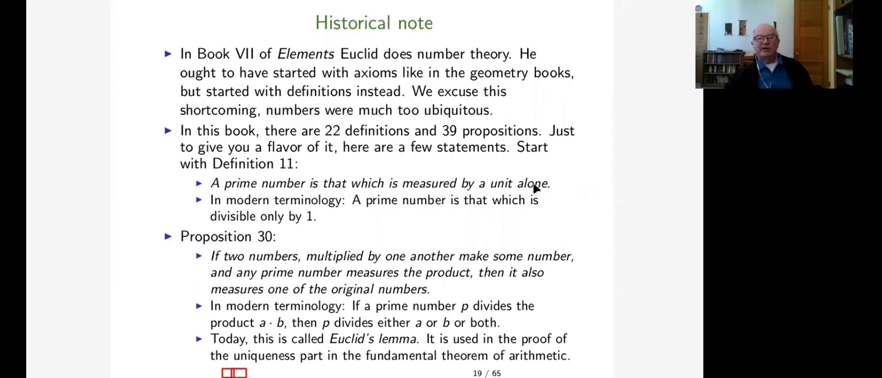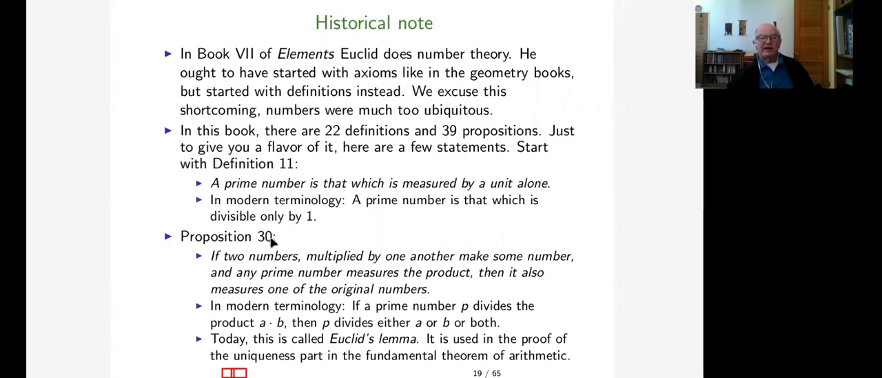a unit alone. So for him a number is a segment, and the unit is a segment which he takes as a unit. And a prime number can be measured, meaning that you couldn't take any other segment to measure the prime number. What he means is that there is no way to divide a segment in equal segments. There is only one way to divide that. In our modern terminology, a prime number is that which is divisible only by one.